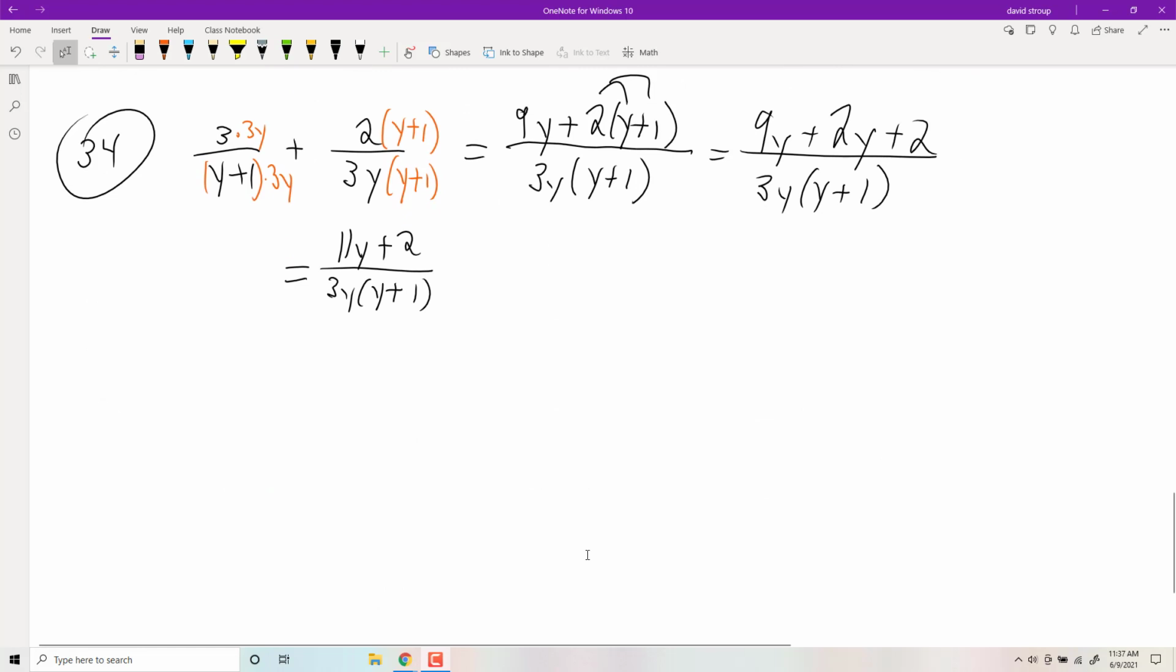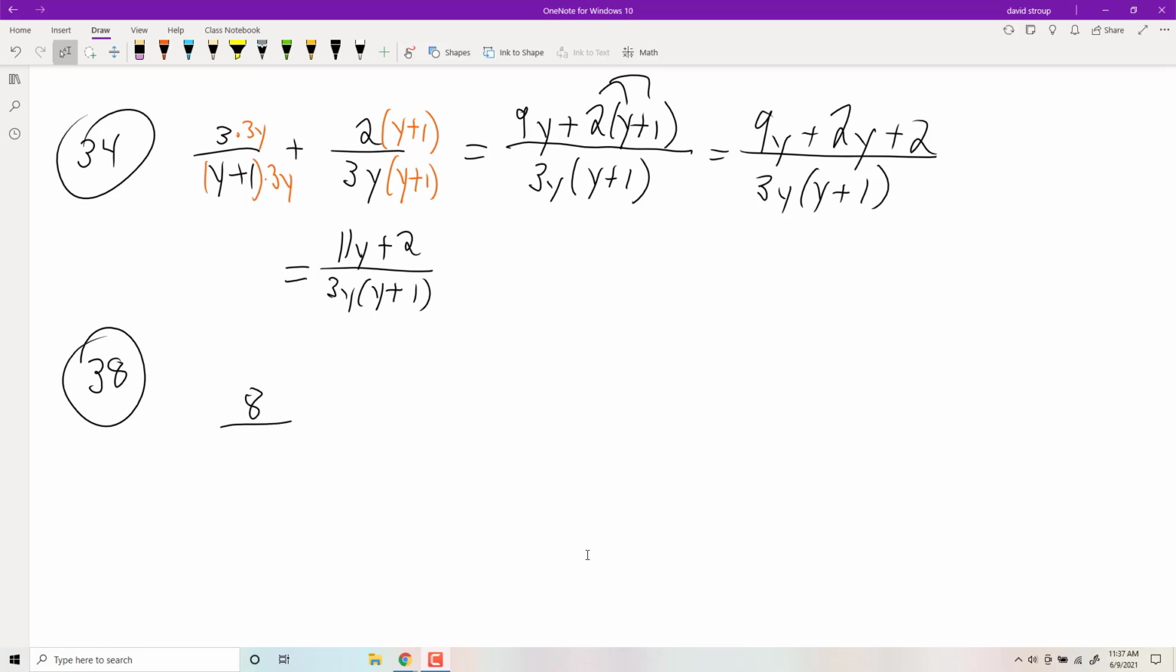Okay, next. 38. Okay, so we have 8 over x plus 6 minus 2 all over x minus 6. So the first fraction needs a factor in the denominator of x minus 6. It's missing the x minus 6, so I multiply top and bottom by x minus 6. Second fraction is missing a factor of x plus 6. So top and bottom by x plus 6.